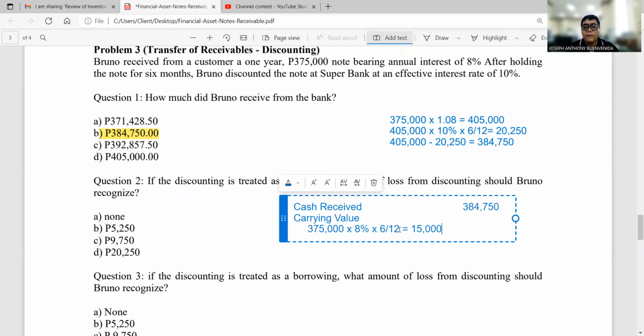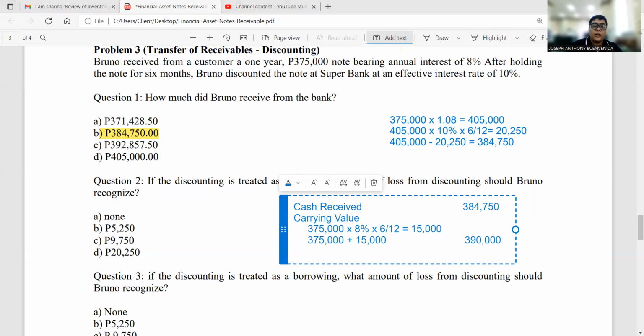So we need to add that to the face of the note, which is 375,000, to get its carrying value, plus the 15,000. So the carrying value is 390,000. But how much cash was actually received? It's 384,750. So the difference between the cash received and the carrying value of the note is treated as loss.